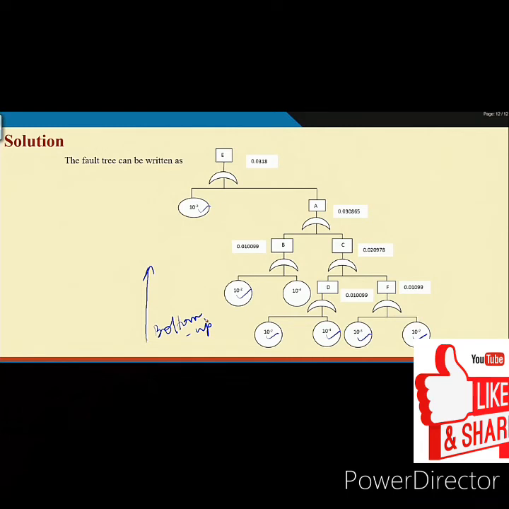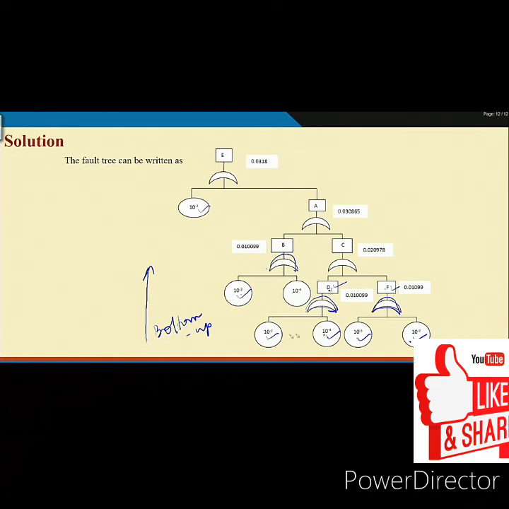So, you find out which are the gates that can be quantified. These two probabilities are available, and this is an OR gate, so this probability can be computed. Similarly, this probability can be computed. Similarly, using these two, this probability can be computed, but this cannot be computed unless we know these two. So, if these two are with an OR gate, what will be the probability of D?